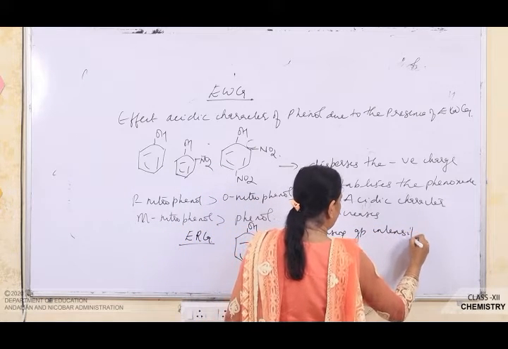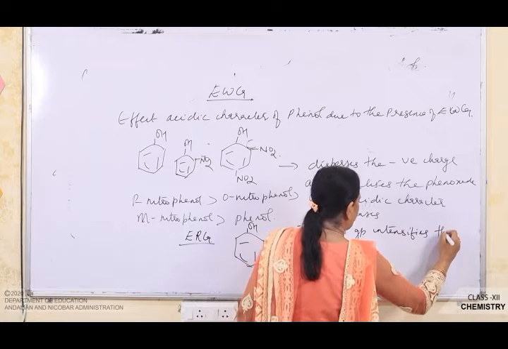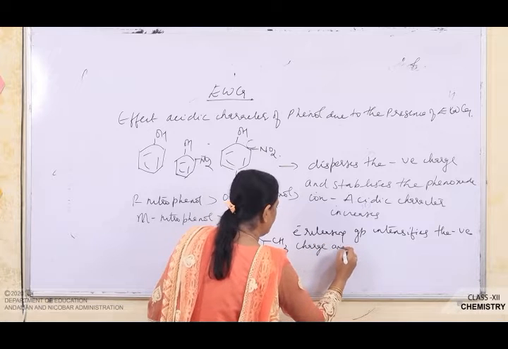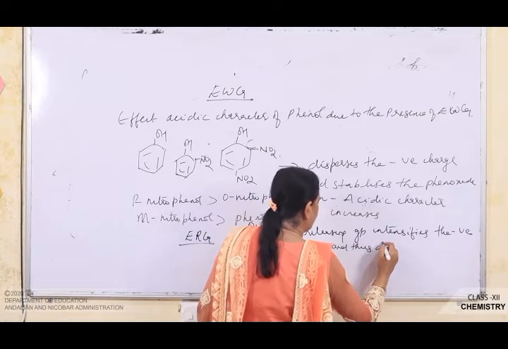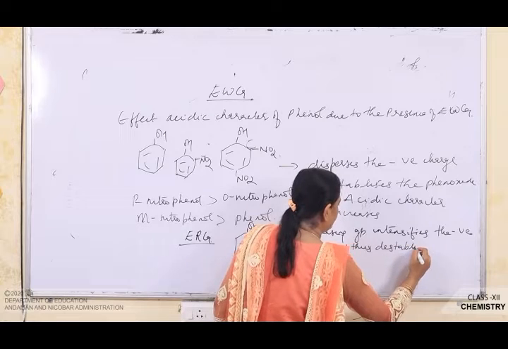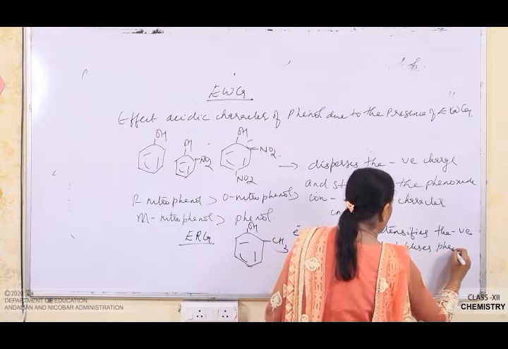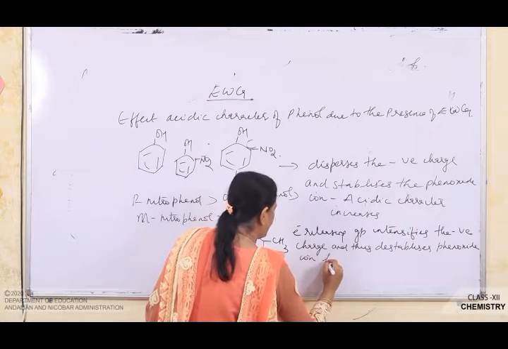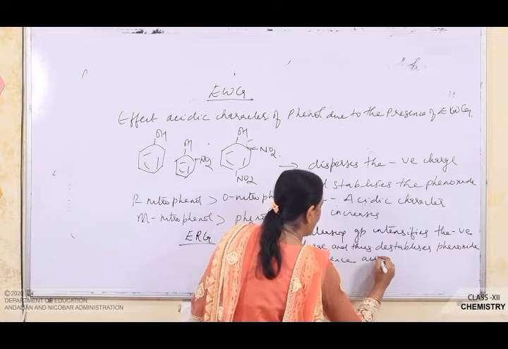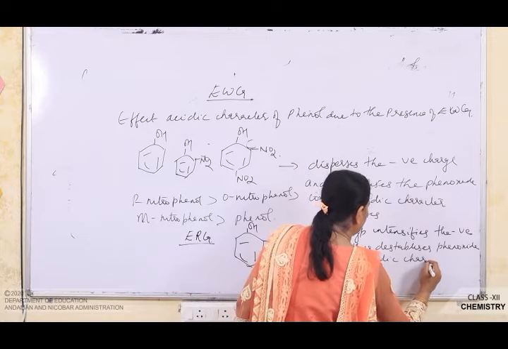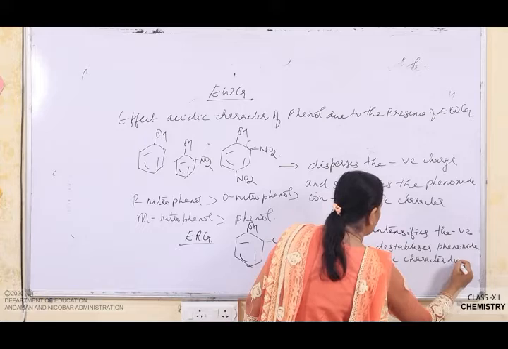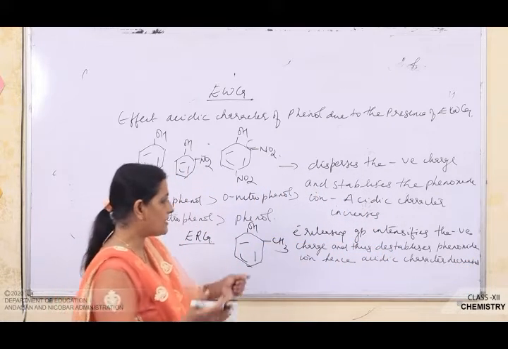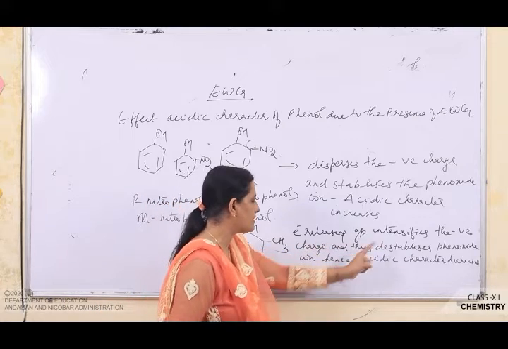That is, an electron releasing group intensifies the negative charge and thus destabilizes phenoxide ion, and hence acidic character decreases. So is it clear? Electron releasing group intensifies the negative charge and thus destabilizes phenoxide ion.